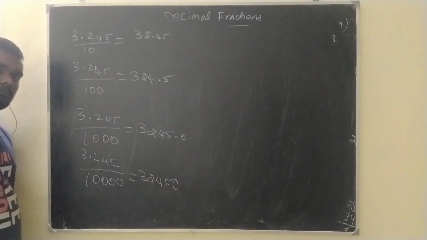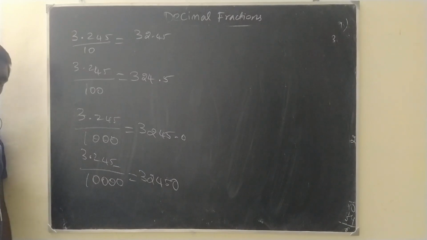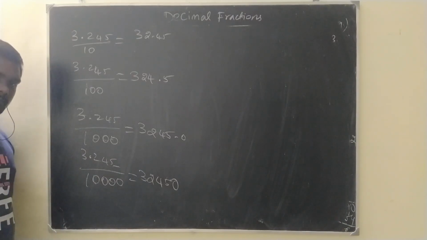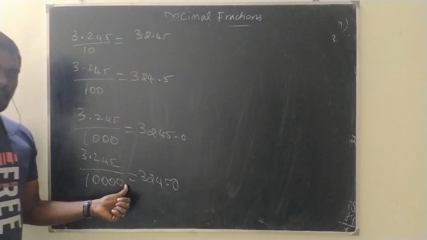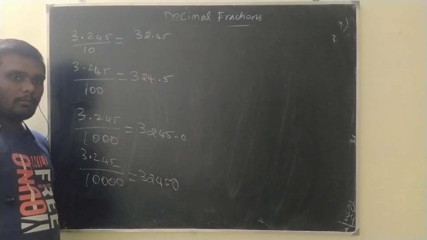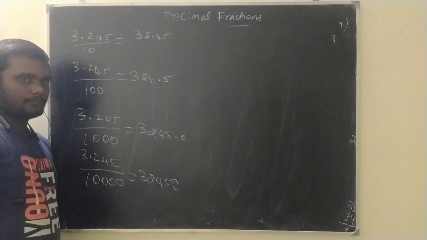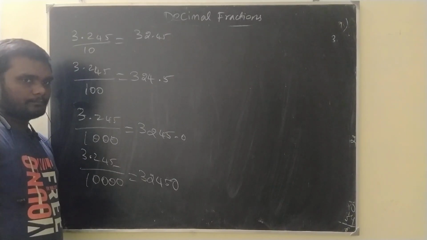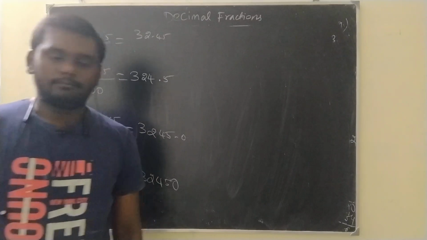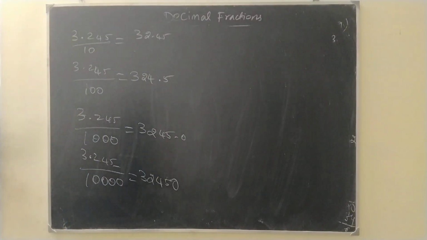Any doubts in this? Suppose one more 0 is there, then one more 0 will be added. That is it about decimal fractions. Do you have any doubts or clarifications?